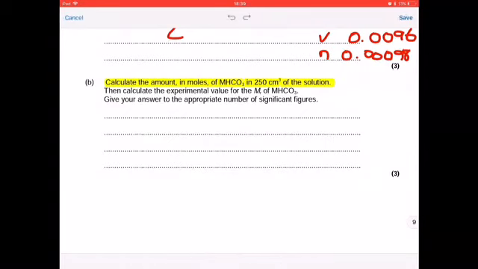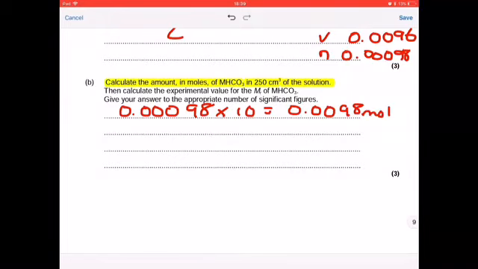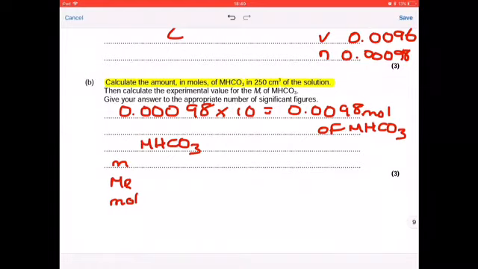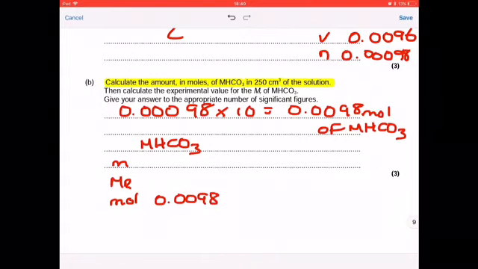So in order to start the question, you take your 0.00098 and multiply by 10 in order to get 0.0098 moles of MHCO3, and that's in 250 centimetres cubed. What it then asks us to do is to calculate the Mr. So for MHCO3 we have mass, Mr, moles, and we can ignore ratio because we're not doing a reaction. We've got 0.0098 and the mass is given to us in the question.